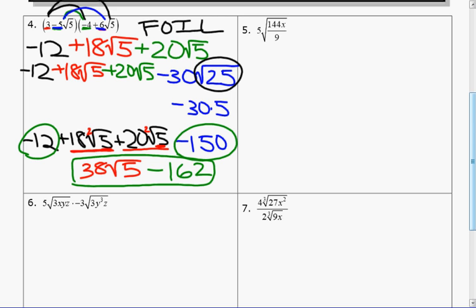Okay, so now number 6 is a little bit different, but I'm going to let you try it so you'll apply the same principles and then we'll talk about it together. Okay, so give it a shot.